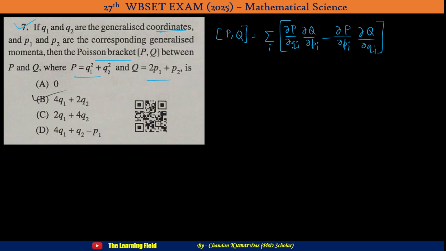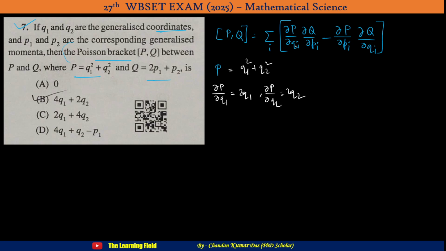So this is the definition of Poisson bracket. Fine. Now we have to find these derivatives from here. So what is P? P is given by P is equal to Q1 square plus Q2 square. Now del P del Q1 is equal to 2Q1, and del P del Q2 is equal to 2Q2.